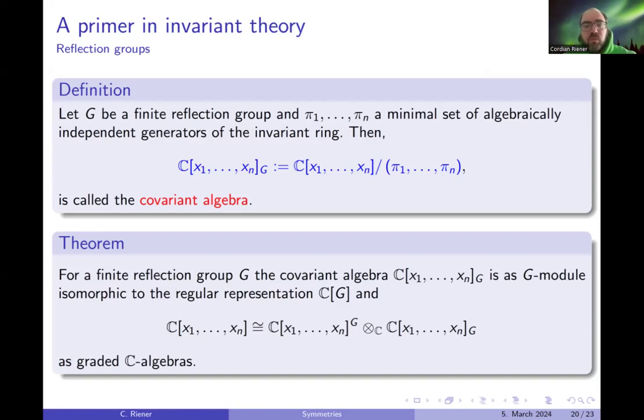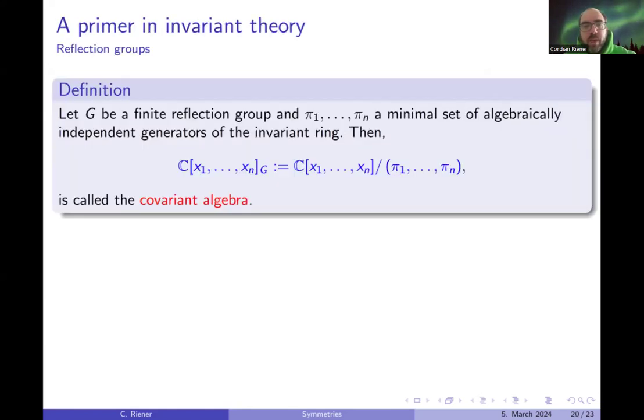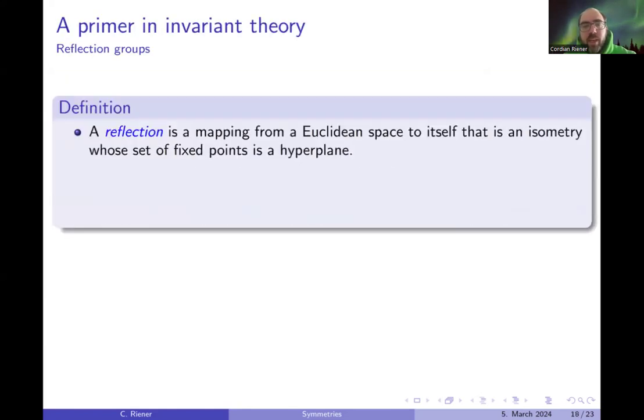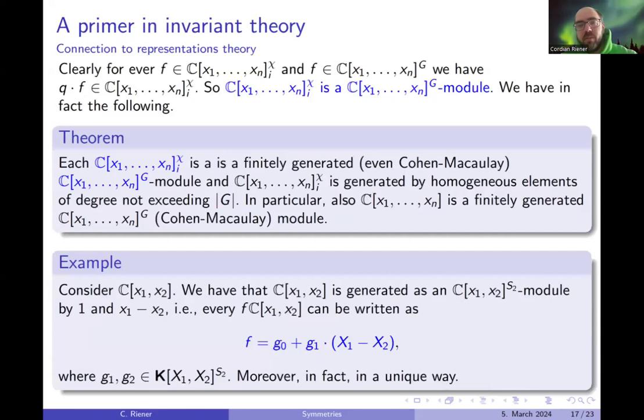Okay, we can go back. Actually, we have seen this theorem already. If we look at this example, we have the symmetric group in two elements. The generators are just the polynomials x1 plus x2 and x1 times x2, so the first and second elementary symmetric polynomials in two variables.